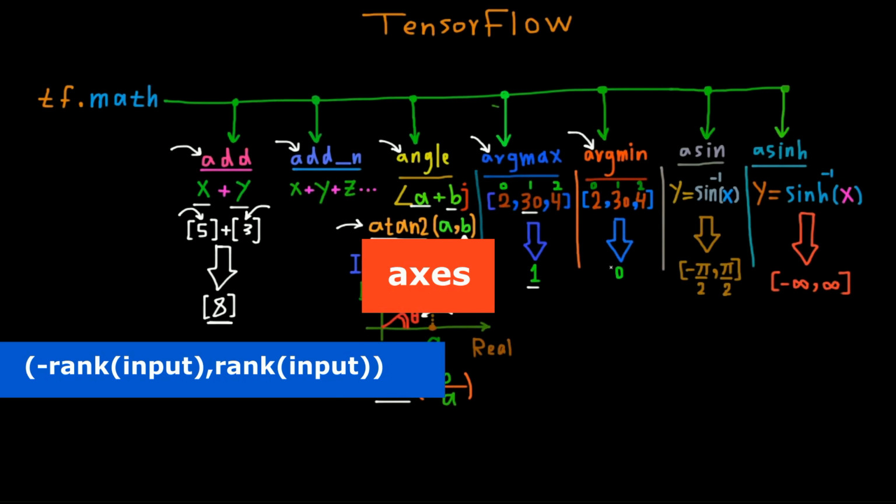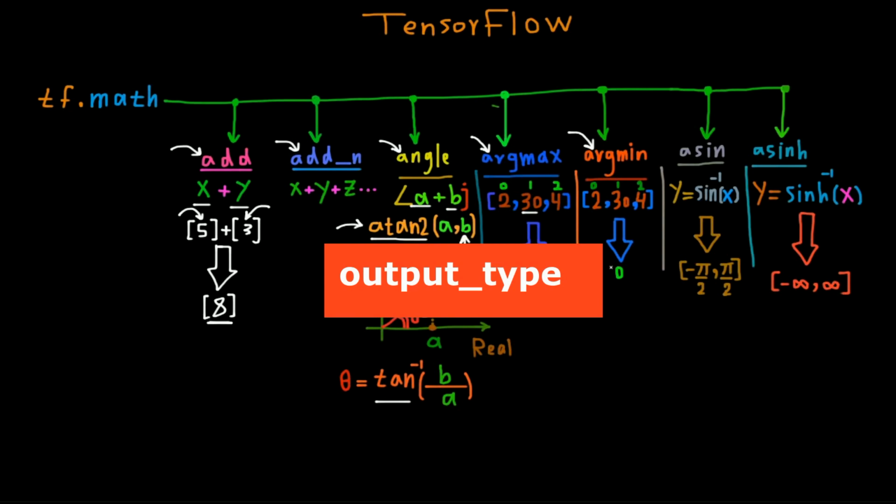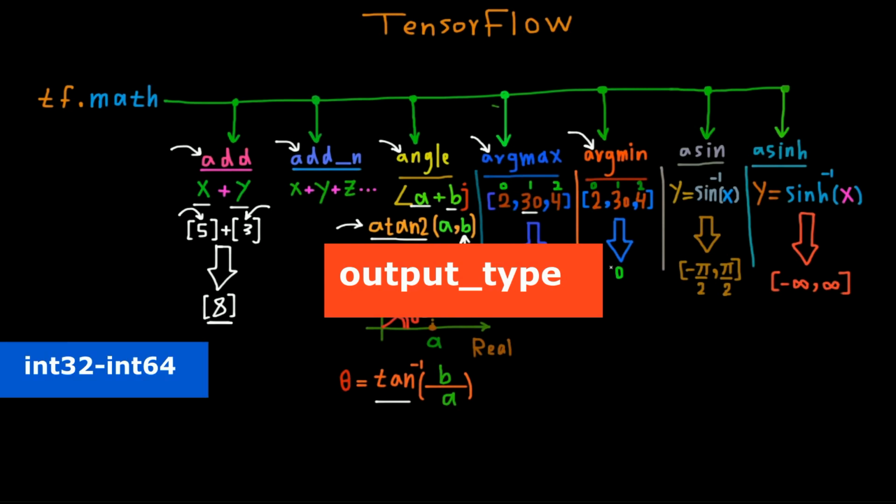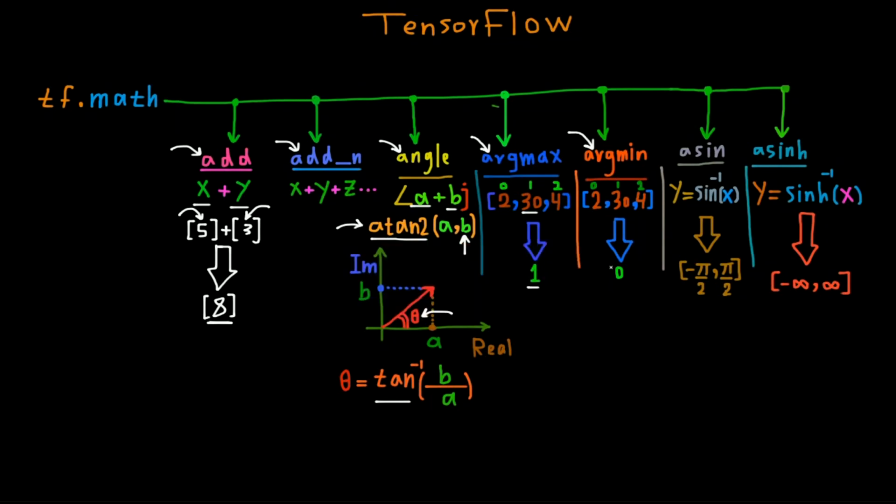The third argument, output_type, controls the data type of the output tensor. You can set it to tf.int32 or tf.int64. Its default value is tf.int64. The last argument, name, is a name for the operation.